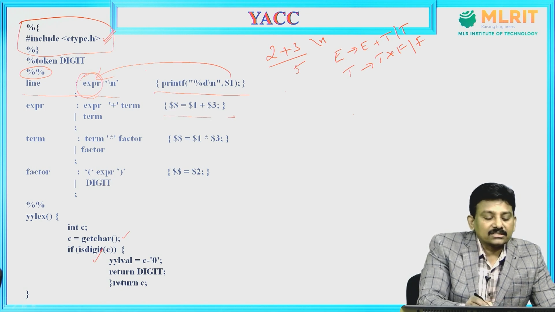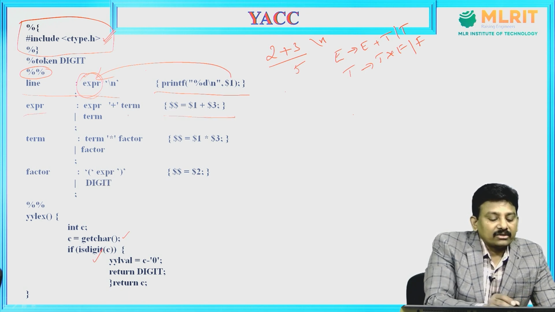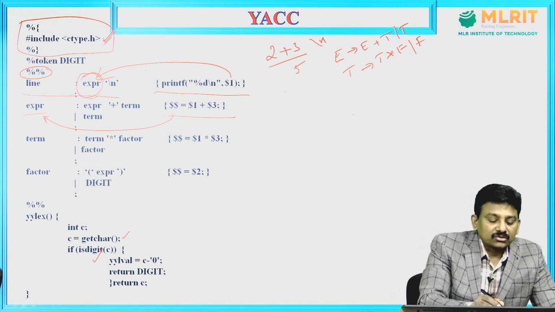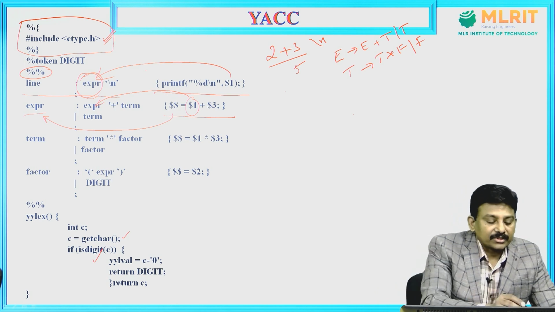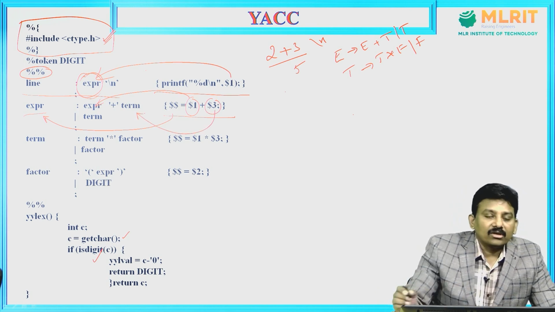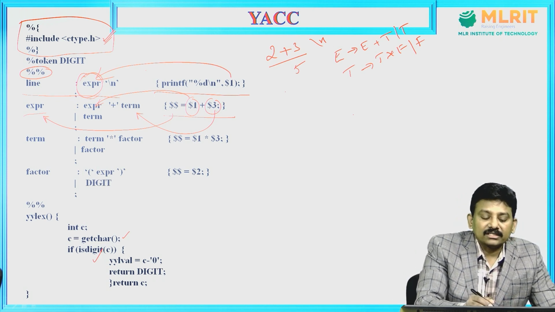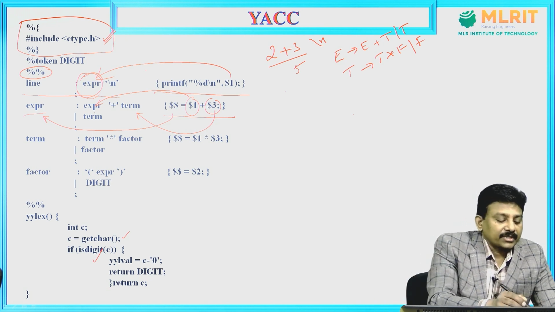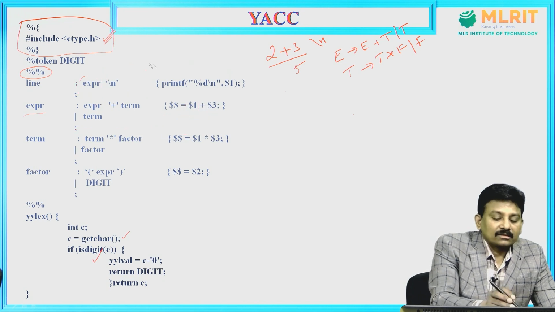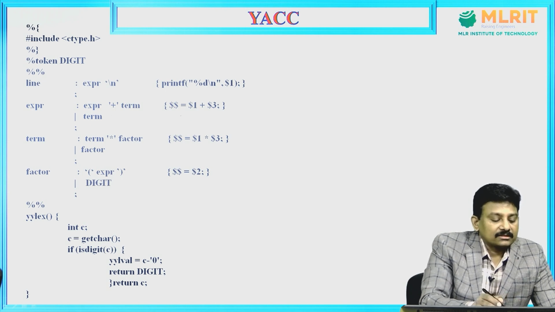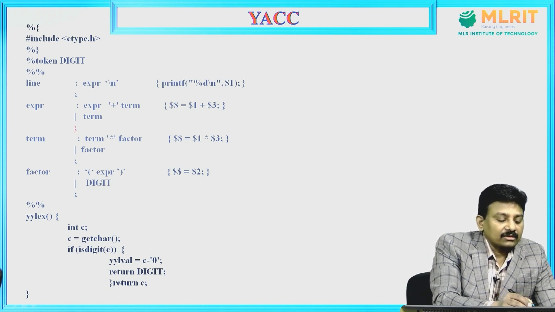The corresponding action: the left hand side attribute value, that is $$, indicates the attribute value of expression, that is associated with the value of $1. This $1 also represents the value of the expression, $3 represents the value of term, and $2 is plus. So we are adding $1 and $3, and the result is associated with $$. Then expression derives term. There is no action for this term. Semicolon: every rule ends with a semicolon.